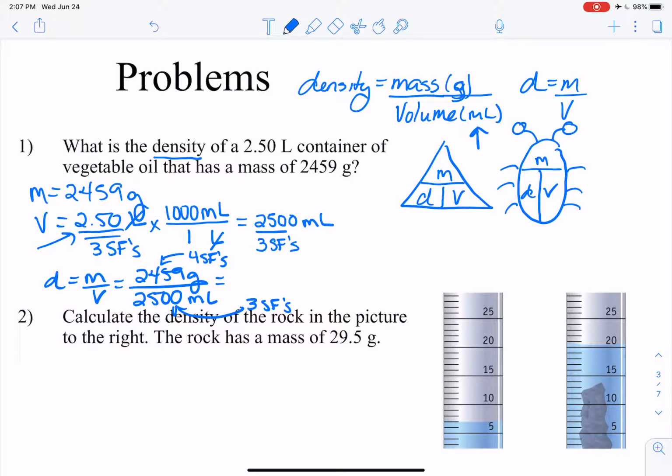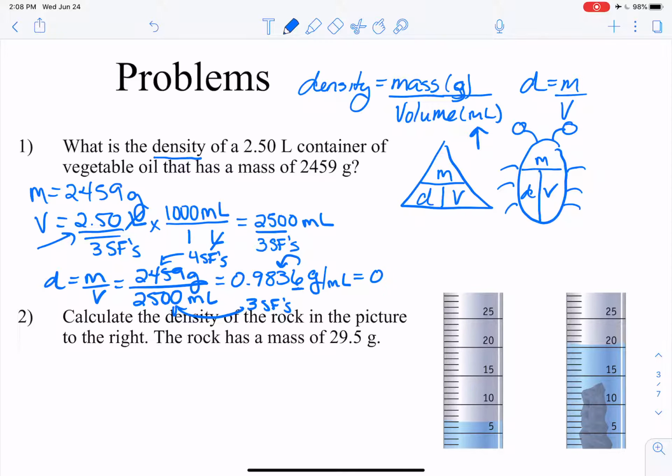This original one had 3 sig figs, and so our answer is going to have how many sig figs? 3, that's right, we go with the lower number. So what we get for this is 0.9836 grams per milliliter, and we put that extra digit there, that 6, to tell us whether we're going to round our third significant digit up or keep it at 3, and 6 makes it round up.